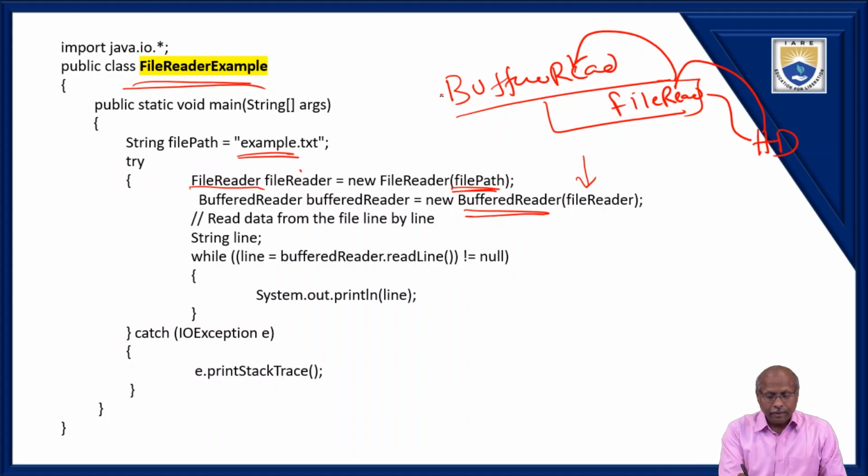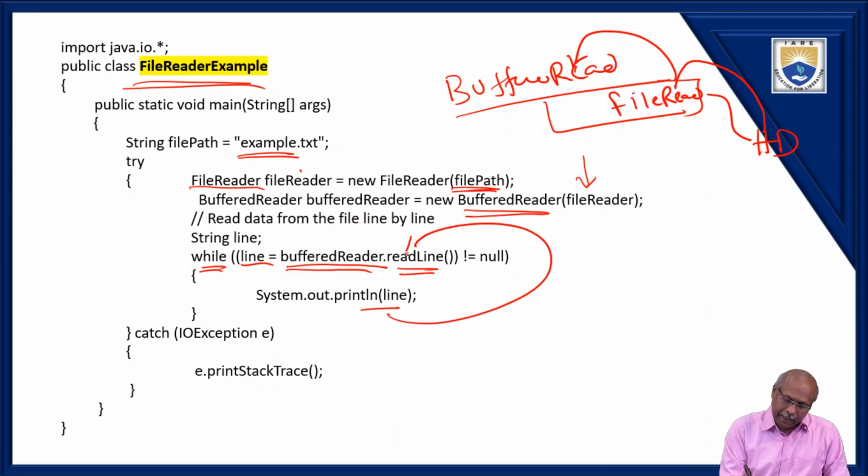This buffer reader will read line by line. So, I can read line by line. How many lines are there? Maybe 2 lines, or maybe 3 lines, or maybe multiple lines. So, whenever you want to read line by line, then always use a loop. So, using this buffer reader object, I want to read line by line. There is a method called read line. Read the line, print it. Read the line, print it.